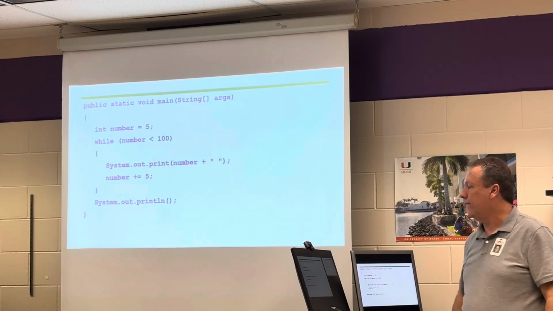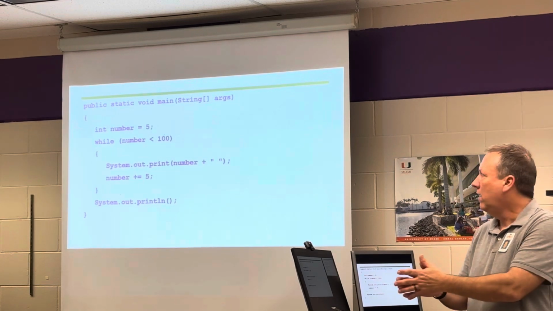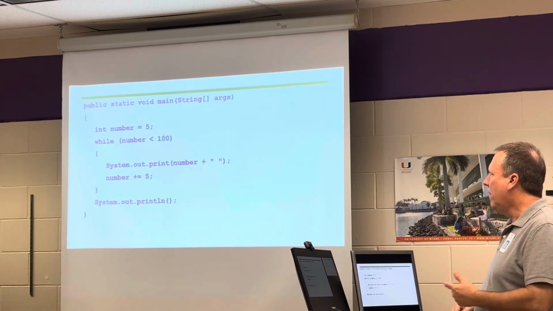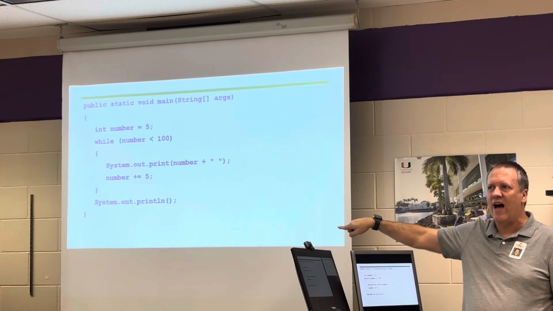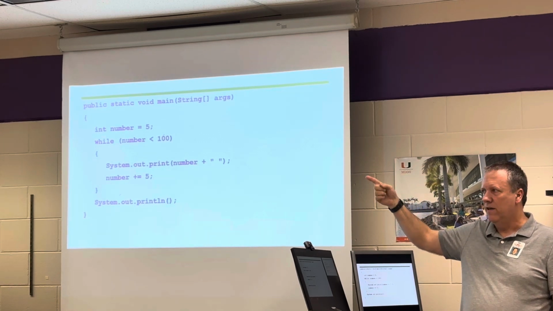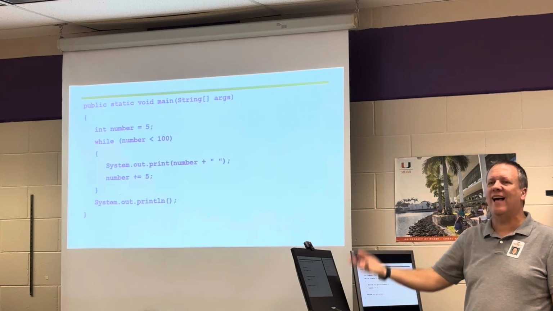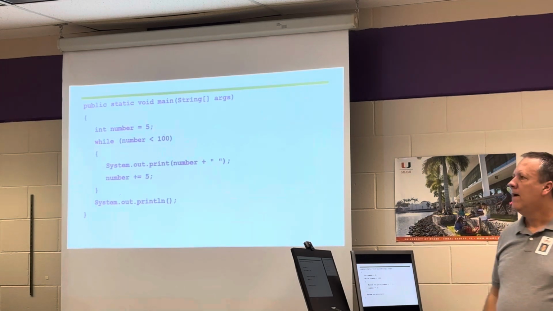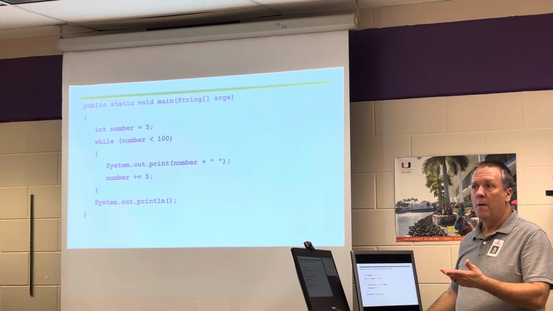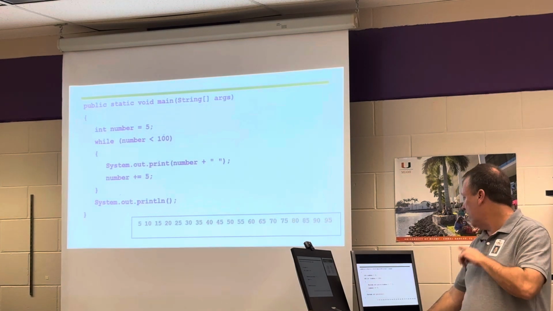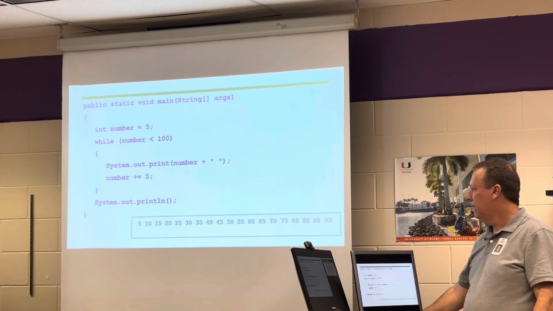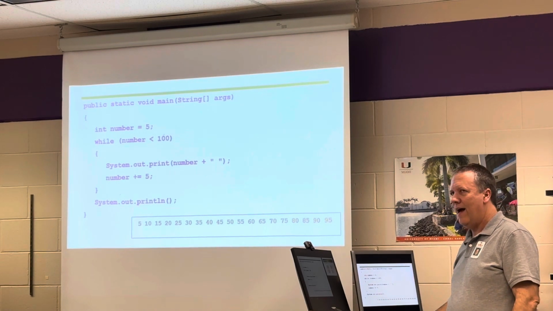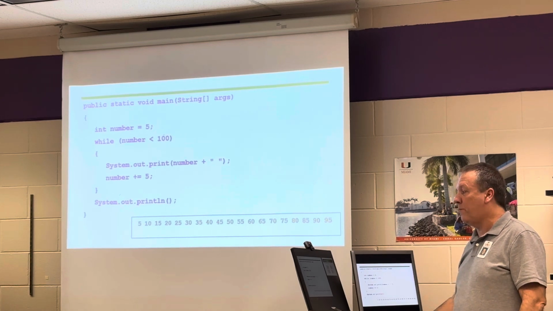What is this going to print out? Starts out at 5. Is number less than 100? Yep. So it prints out 5. And then what does number plus equal 5 do? Adds 5. So now it's 10, 15, 20, 25, 30. What's the last number it's going to print? 95. Because 95 is less than 100. But is then 100 less than 100? Nope. So it prints out 5 to 95. It prints it out because I print out number and a space, all in print.